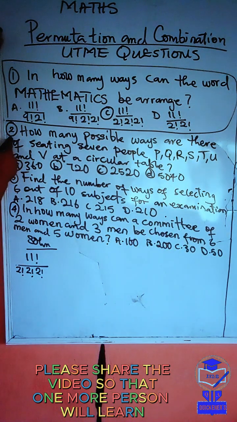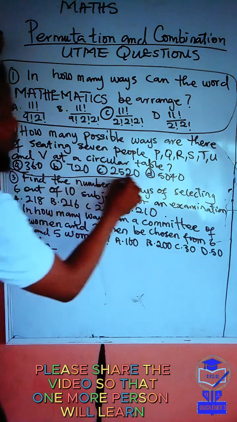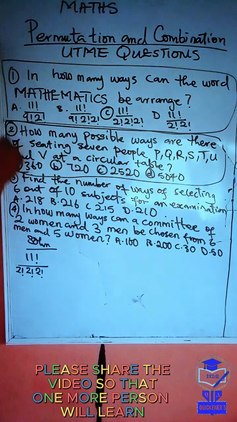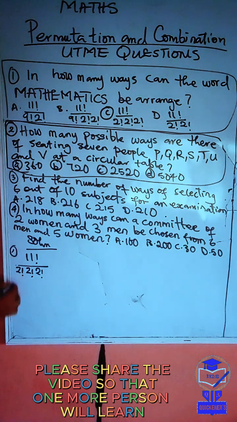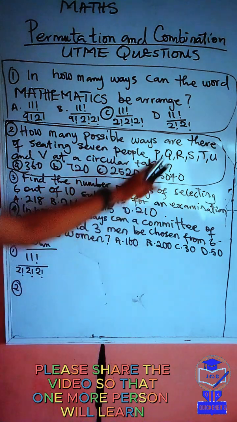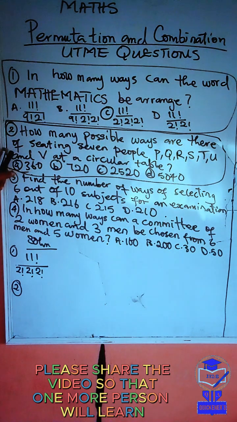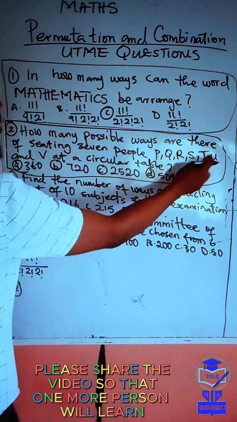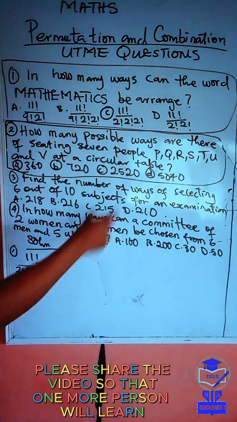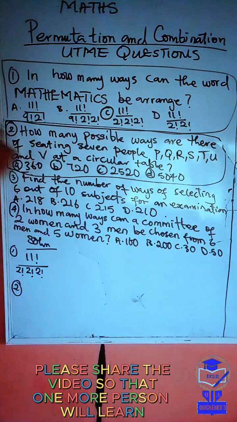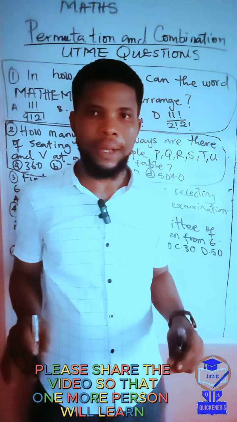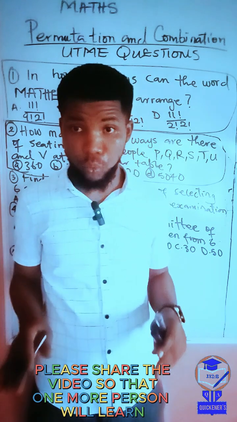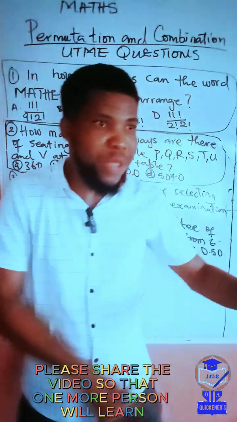Now, the next question is number 2. This is number 1, and now we are solving number 2. What is number 2? How many possible ways are there of seating 7 people, Q, R, S, T, U and V? So look at them: 1, 2, 3, 4, 5, 6, 7 people at a circular table. So if you have 7 people and they are to sit at a circular table, in how many ways can they arrange themselves?